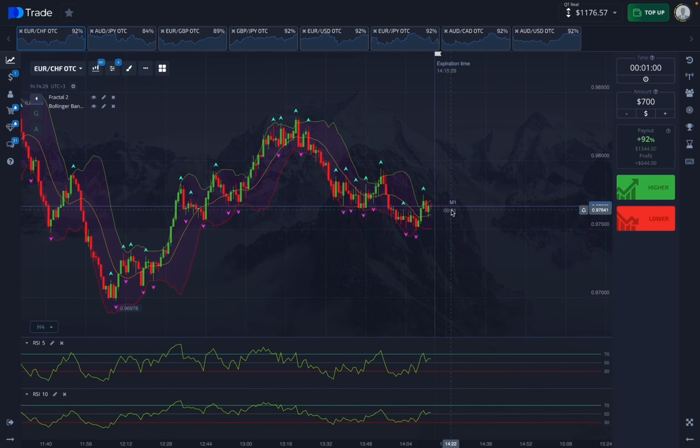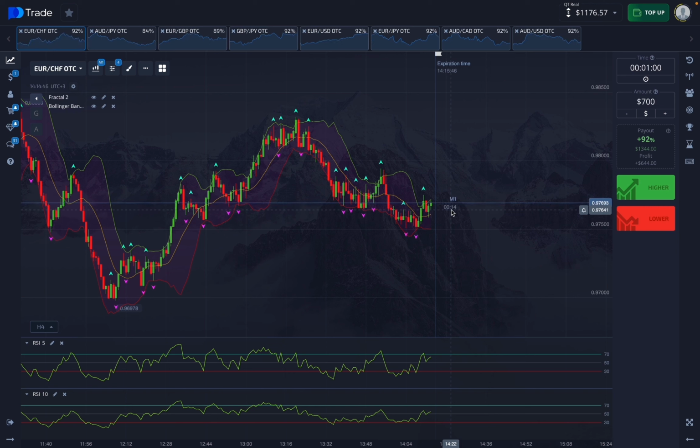So, let's get started with today's analysis, the analysis of another strategy. Today we also have an OTC market, and therefore a high payout percentage. I have already analyzed and selected all the currency pairs that you see before your eyes. This is the most optimal selection for today.